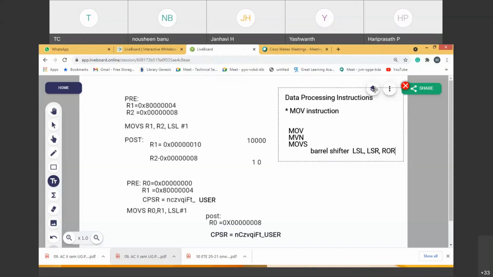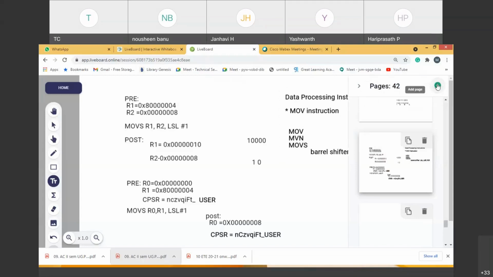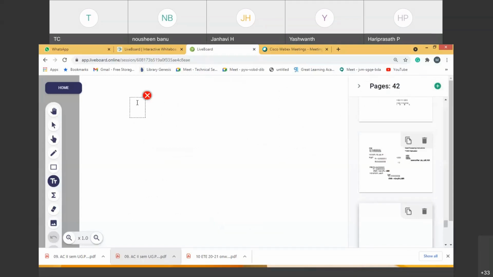Now let us move on to the next instruction set. This was the move instruction set. What is the second instruction set we should move to? We'll start with the arithmetic instruction set. The arithmetic instruction set is also data processing instructions, in which we have the add operation, the add with carry operation, and then the subtract operation.